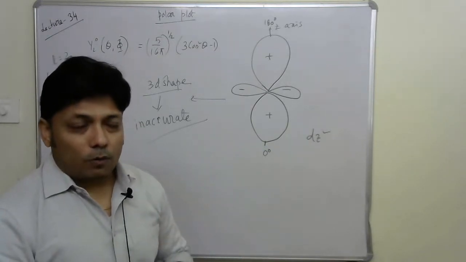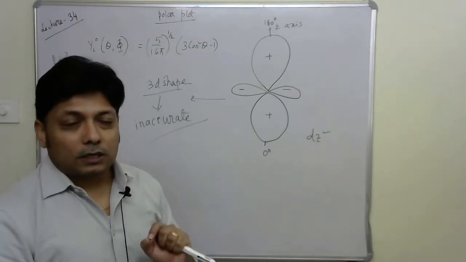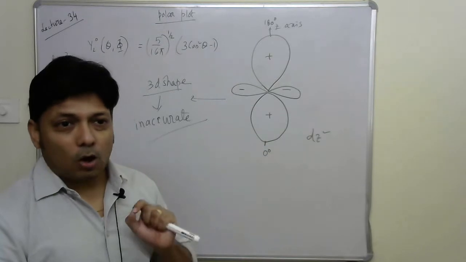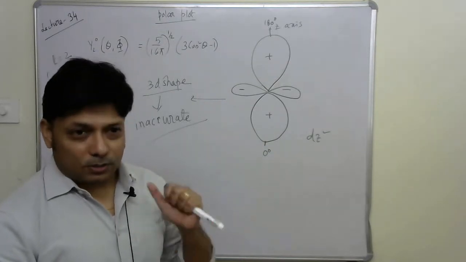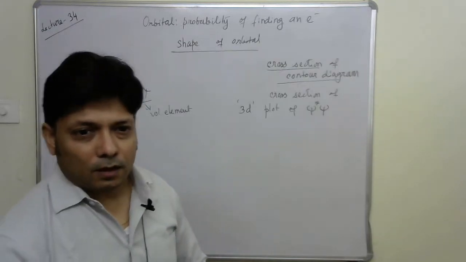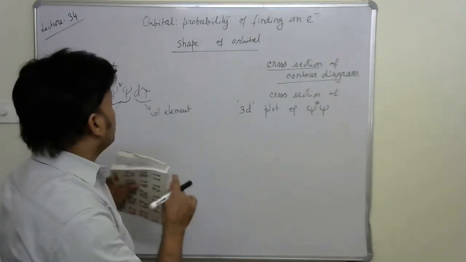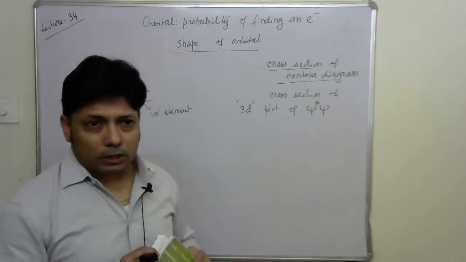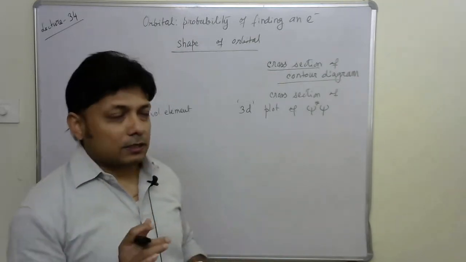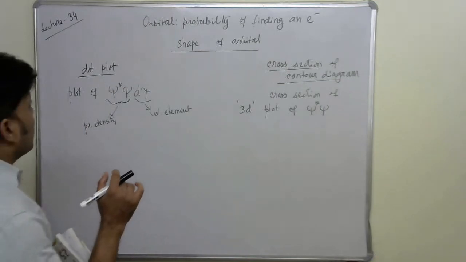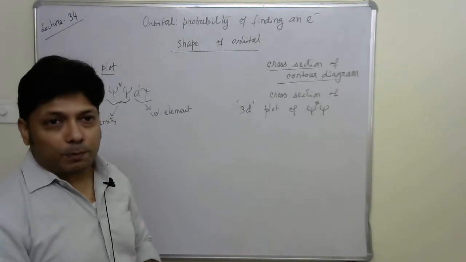Now I'm going to talk about the concept of orbital in terms of probability, how the actual shape of the orbital is obtained. So let's do it. Here we would go for the probabilistic interpretation of the orbital. Mathematically, the orbital is defined as the probability of finding an electron over a finite space.